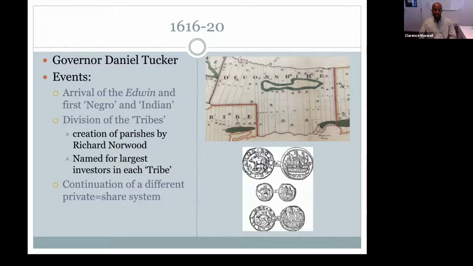The nine parishes today reflect that. And each parish, usually the largest investor having the credit of having his tribe or parish named after him. And also the continuation of that private share system in which each land was reflected in the ownership of shares. They even got their own coins.